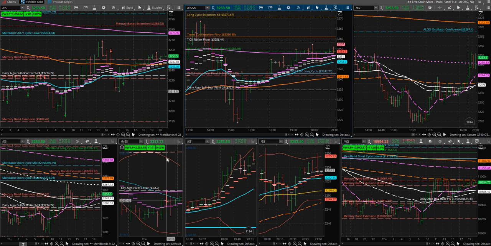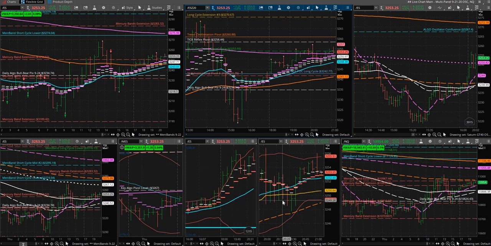So down here we have our long cycle matrix pivot. And this uses the same math, but this chart is well over 2 hours per bar. So it gives you a longer term perspective of where you want to be long or flat, i.e. above the long cycle matrix pivot, you want to be either long or flat. And below it, you want to be either short or flat.